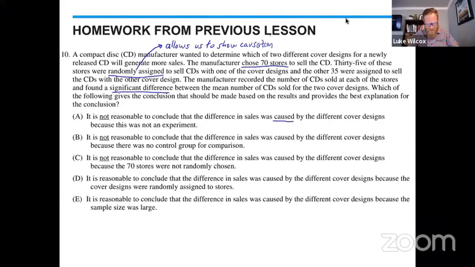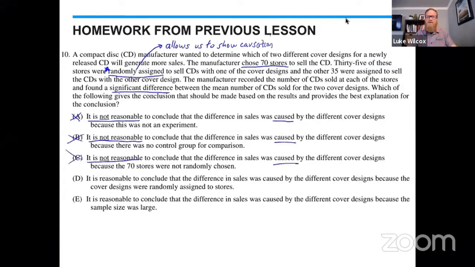Well, I think we already decided that because of this random assignment here, we actually can show causation. And so I don't like answer choice A, because it's saying that it's not reasonable to conclude that there was causation. In fact, as I look at answer choice B, it is not reasonable, causation. And answer choice C, it is not reasonable, causation.